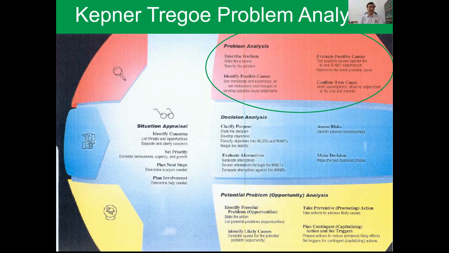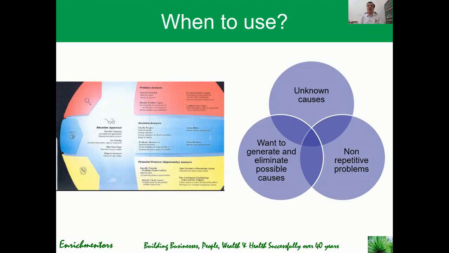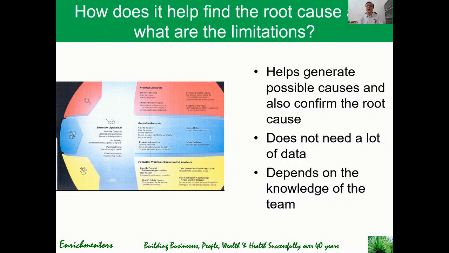So when to use this? You should use this methodology when the causes are unknown and the problem is non-repetitive. Because if it is a repetitive problem, you have data, maybe you should look at Pareto. And you want to generate as well as eliminate possible causes, right? How does it help you find the root cause and what are its limitations? It helps you generate possible causes and also confirm the root causes. Does not need a lot of data. It needs knowledge, but does not need the data like the Pareto analysis. But the limitation is it depends on the knowledge of the team. If the team is not knowledgeable, you will not be able to make good use of this.